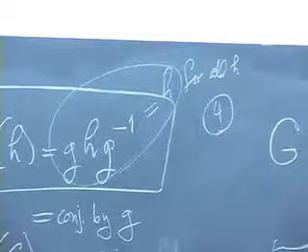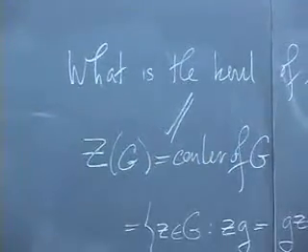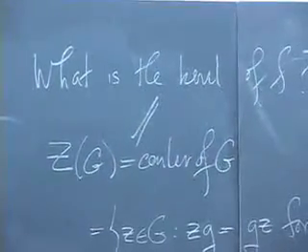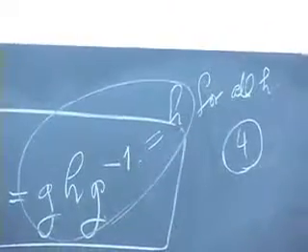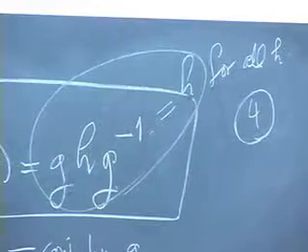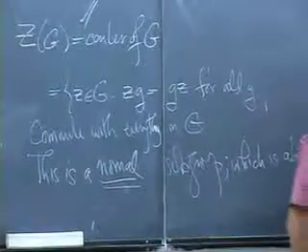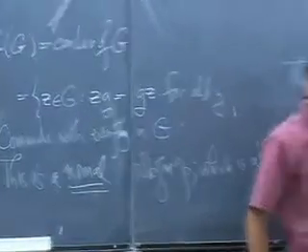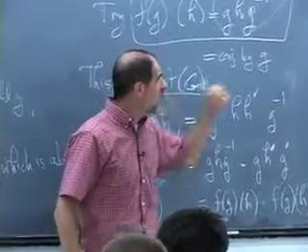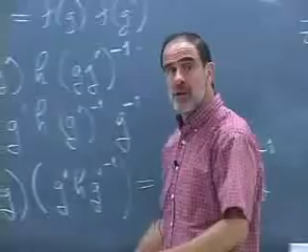The center of G. Exactly. It's exactly the center of G. Because if GHG inverse is equal to H for all H, that says that G commutes with H for all H, which is exactly what we called the center of G. So you remember we said the center was a normal subgroup? I've just exhibited it as the kernel of a homomorphism. What's the image? Do I get every automorphism by this kind of conjugation business?